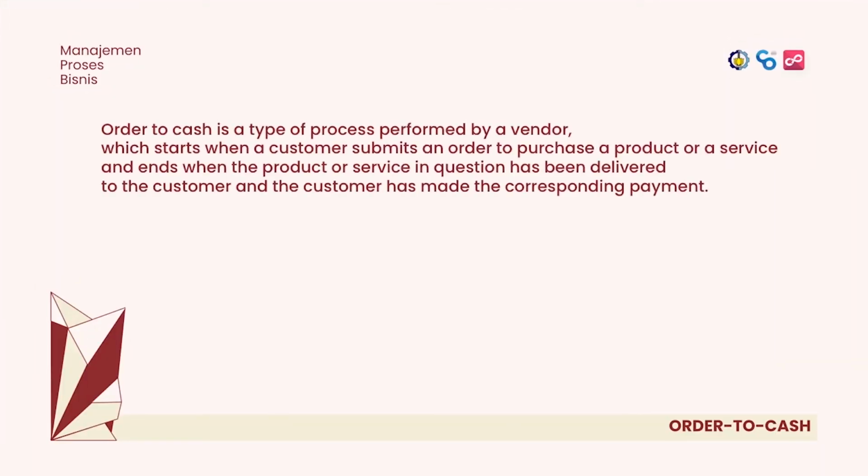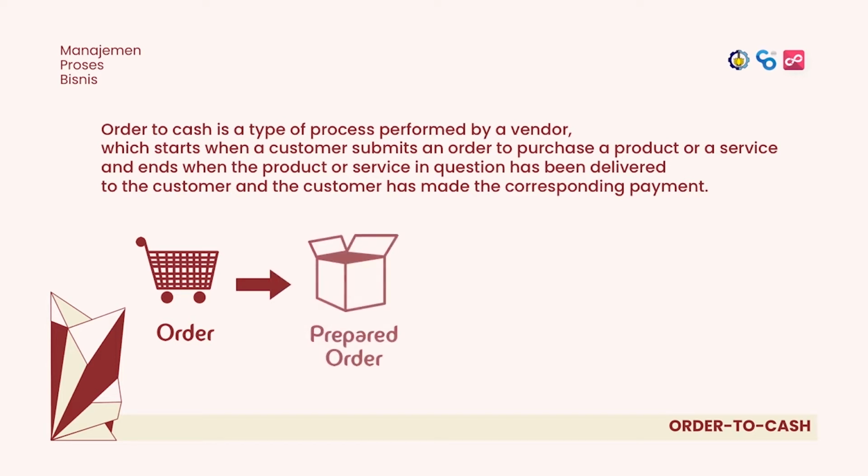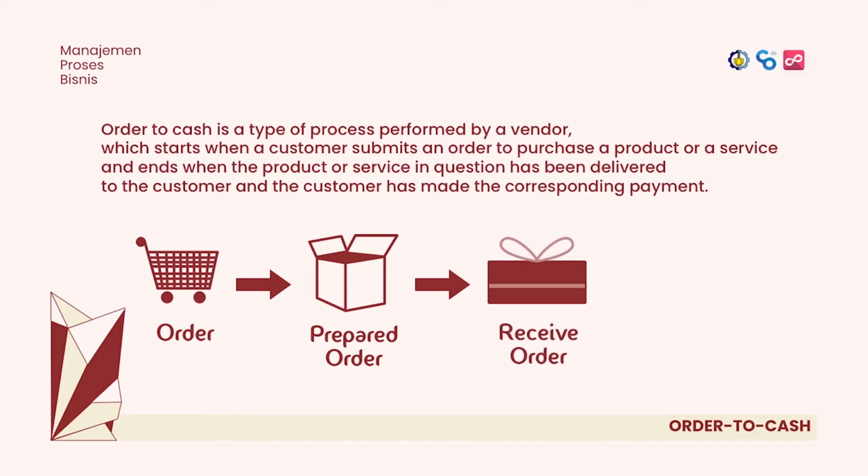Order to cash is a type of process performed by a vendor which starts when a customer submits an order to purchase a product or a service and ends when the product or service in question has been delivered to the customer and the customer has made the corresponding payment.